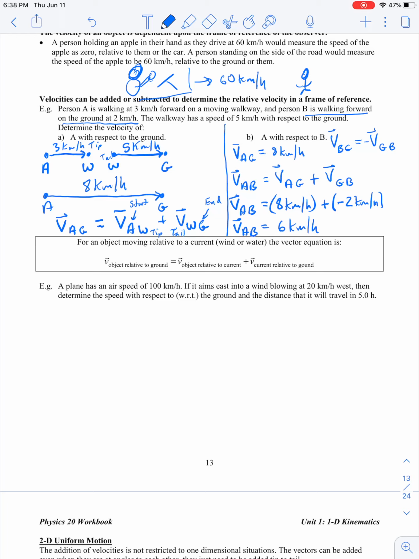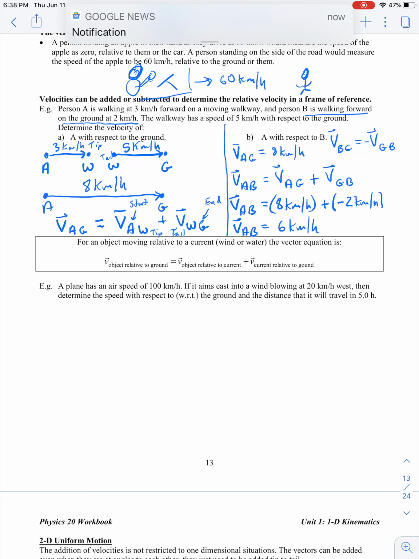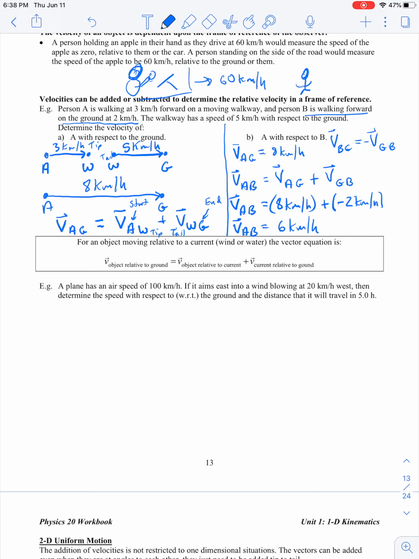And if you think about this in a logical fashion, right? A is walking on the walkway, so they look like they're going super fast. And B is only walking on the ground at 2 kilometers per hour. So in essence, A is moving at 6 kilometers per hour more than B is. Right? And that's what this relative velocity is. So as measured by B, A is moving at about 6 kilometers per hour. Measured by the ground, A is moving at about 8 kilometers per hour. And then measured from the walkway, A is moving at 3 kilometers per hour.